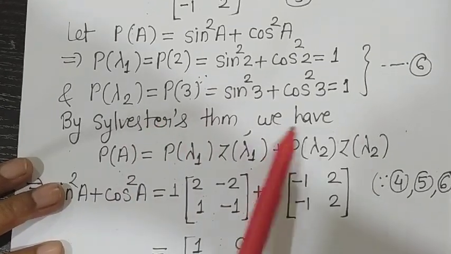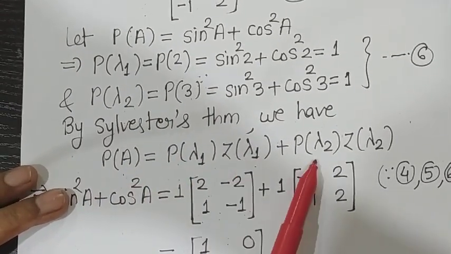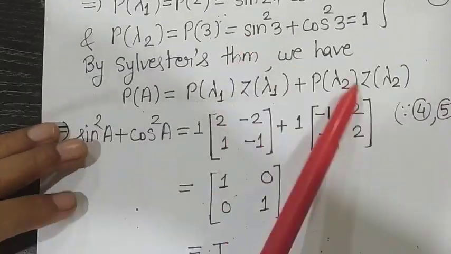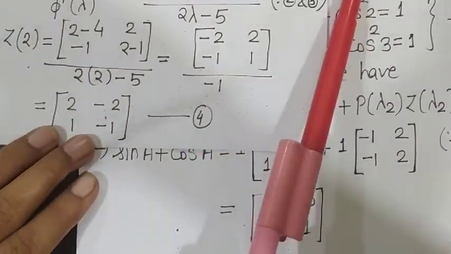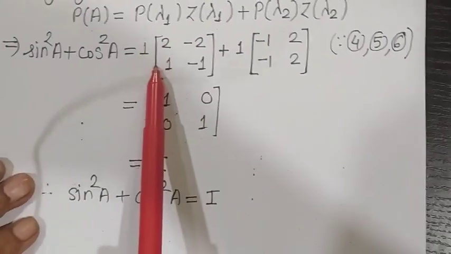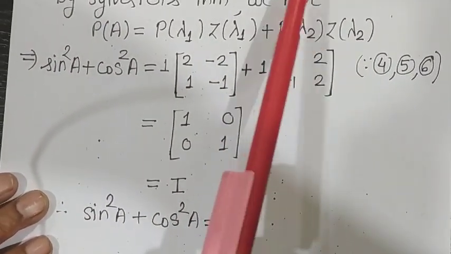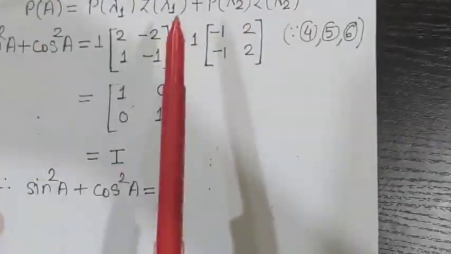Now therefore by Sylvester theorem we have P of A equal to P of lambda 1 Z of lambda 1 plus P of lambda 2 Z of lambda 2. Substitute, make use of equation number 4, 5 and 6. So P of lambda 1 is 1. According to 4 we have Z of lambda 1, plus P of lambda 2 is also 1, and equation 5 is Z of lambda 2.